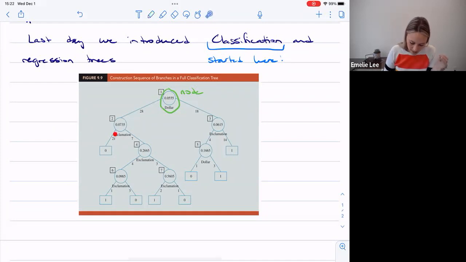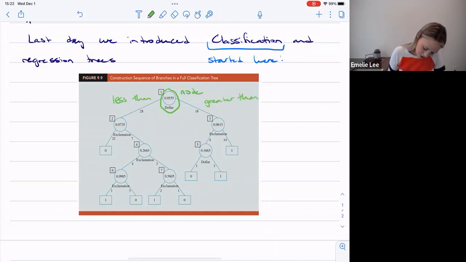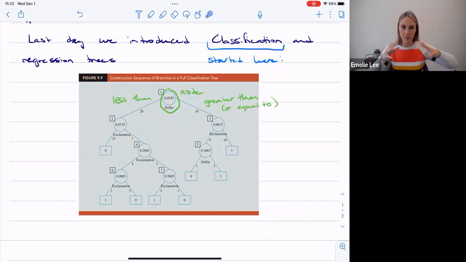So here, when we have zero impurity, we talked about impurity last day, all of these zeros satisfy being less than 0.0555 as a proportion of dollar signs in an email. Remember, we're talking about spam emails in this case. And so less than goes on the left-hand side, and greater than, or equal to, goes down the right-hand branch. And that's the same for all of these branches.